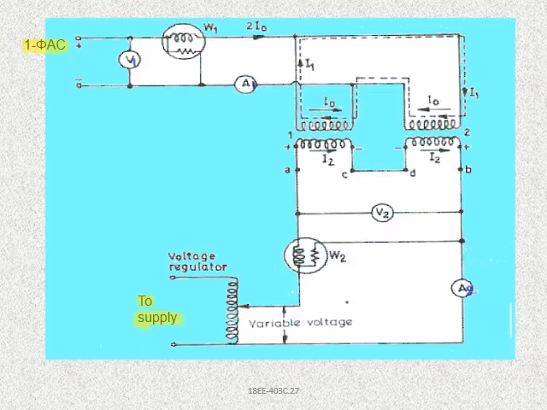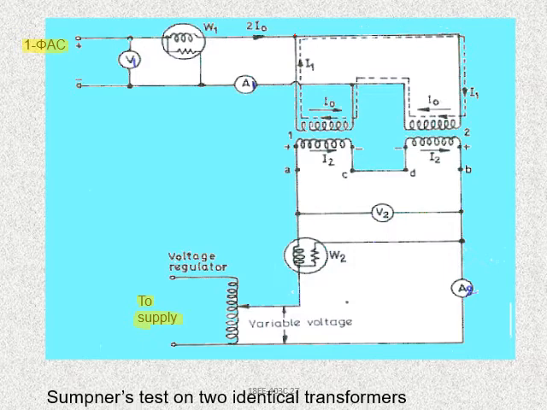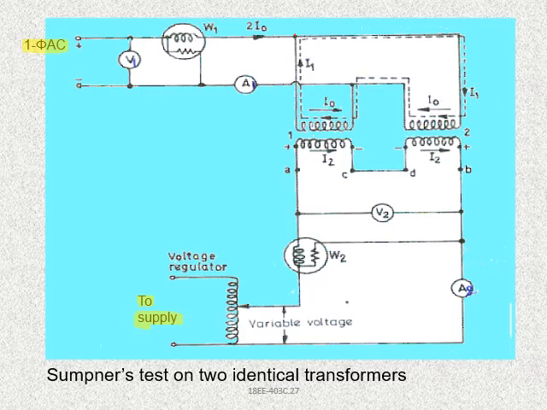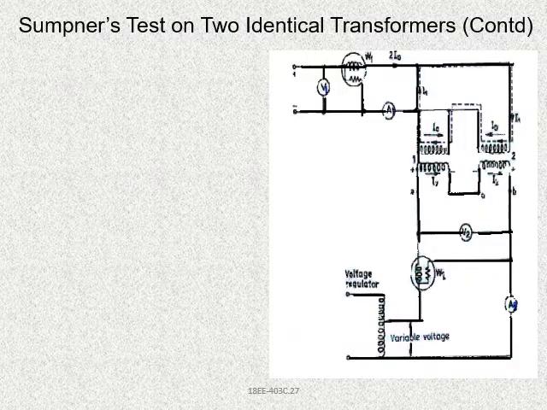Okay, I hope you all have done with the diagram. Now we will move on to the theoretical concept of this. It's a Sumpner test on two identical transformers, as I've said in the previous. Now you can see a Sumpner test on two identical transformers. Again there is the same diagram.